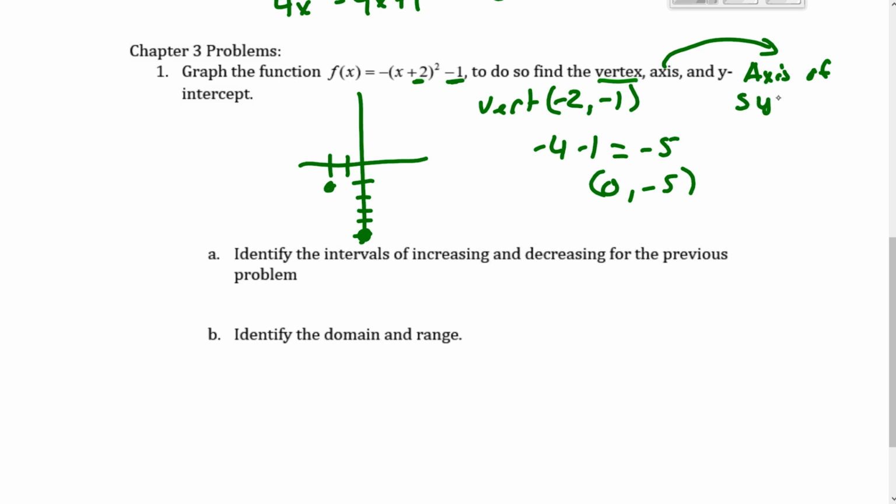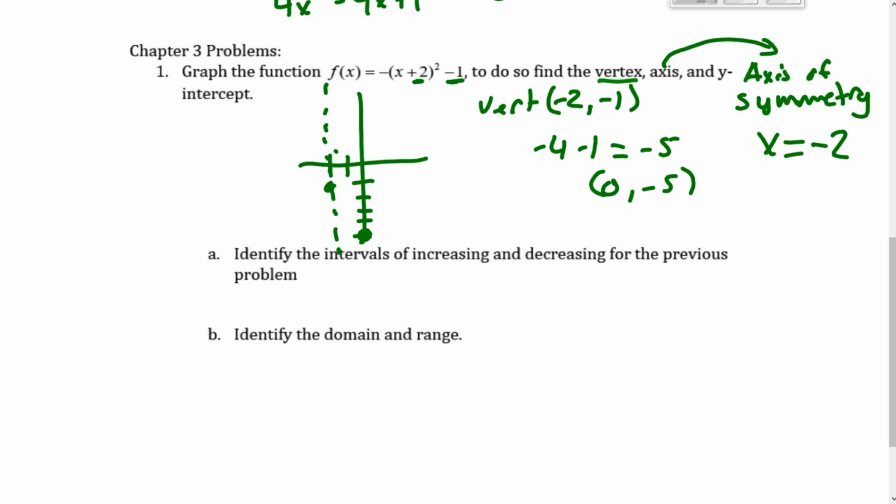Axis of symmetry. Okay, so that is x equals your x value of the vertex, so x equals -2. So it's symmetric about that vertical line right there. So this point down here at 0, -5 is the same distance as the third point.